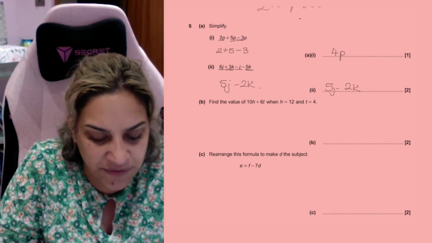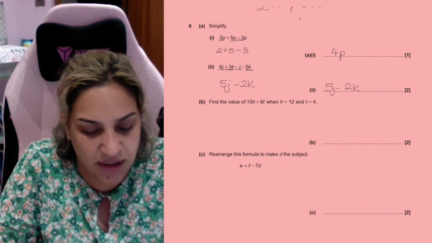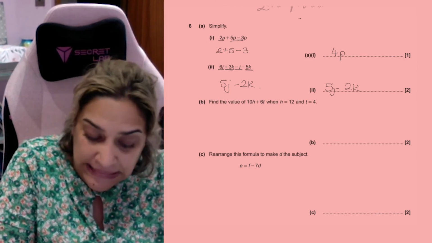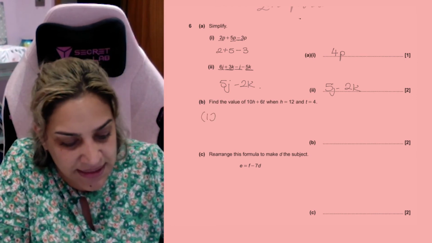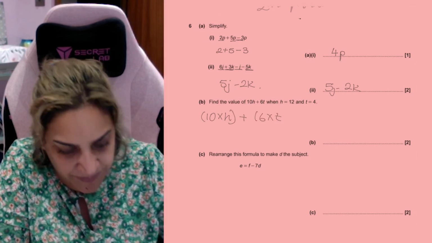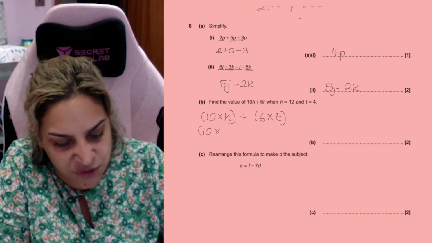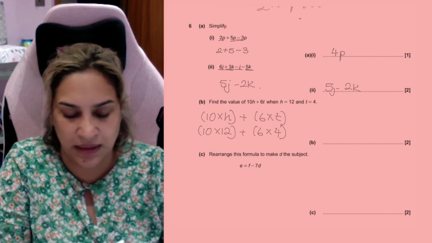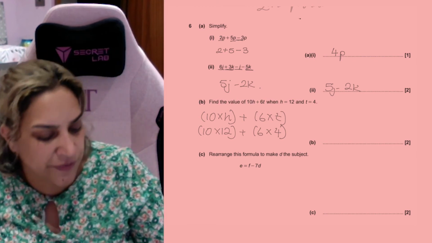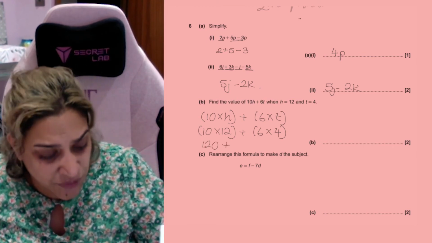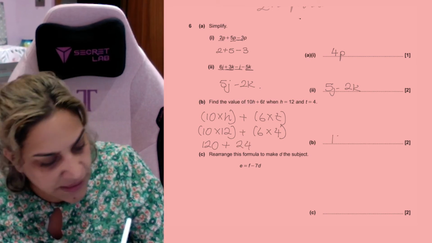Now we've got find the value of h plus 10h plus 6t. So remember, what does that mean? It means 10 times h plus 6 times t. So you've got 10 times 12 plus 6 times 4. So 10 times 12 gives you 120. 6 times 4 gives you 24. So you'll have 144.